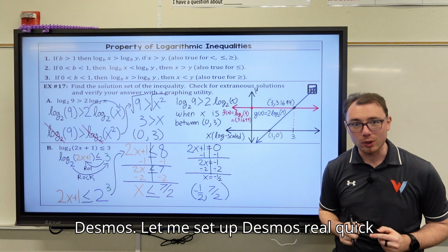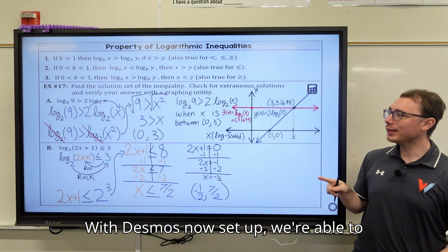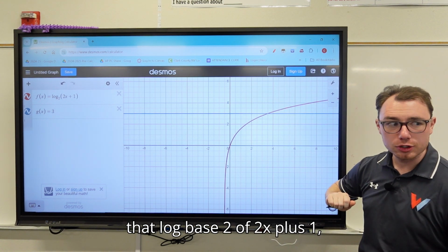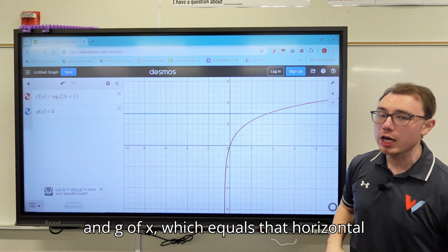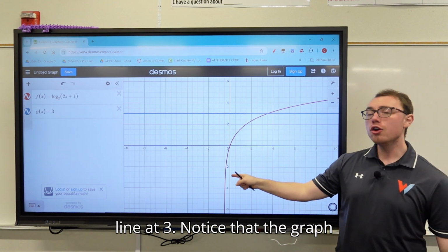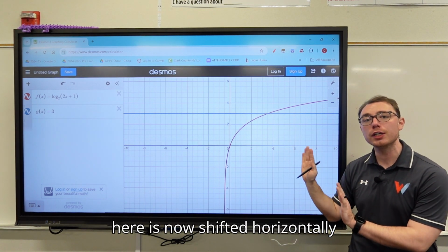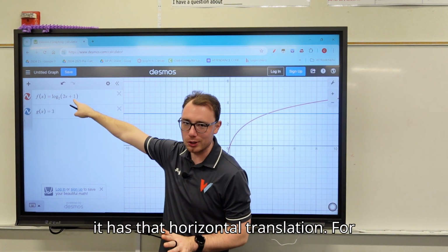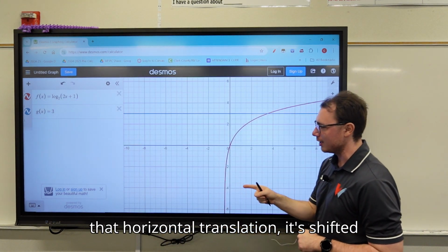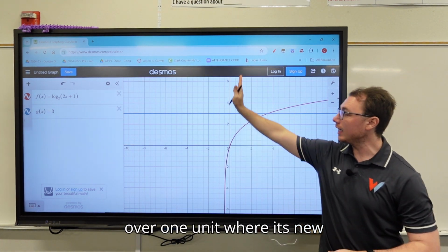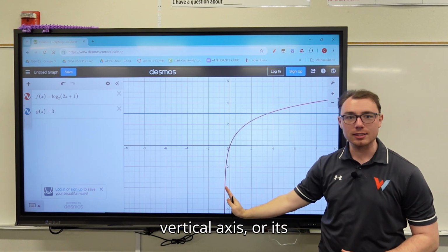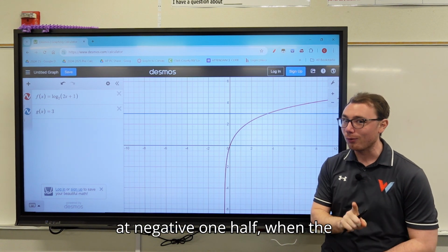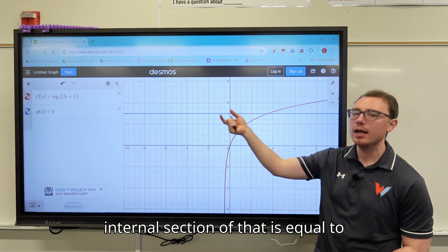Let me set up Desmos real quick for us to observe. With Desmos now set up, we're able to take a look at f of x, which equals log base 2 of 2x plus 1, and g of x, which equals that horizontal line at 3. Notice that the graph here is now shifted horizontally 1 unit to the left because internally it has that horizontal translation. It's shifted over 1 unit where its new vertical asymptote is at -1/2, when the internal section of that is equal to 0.